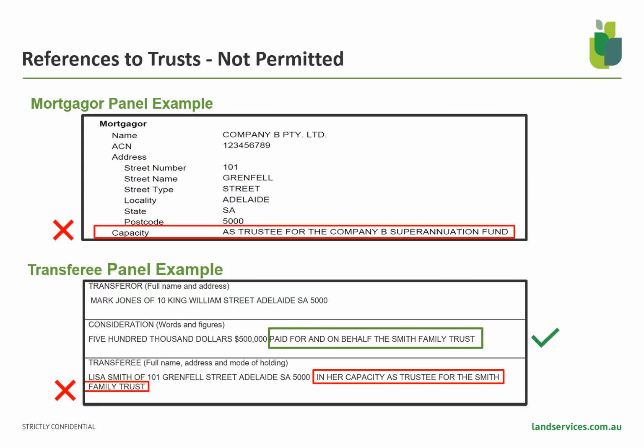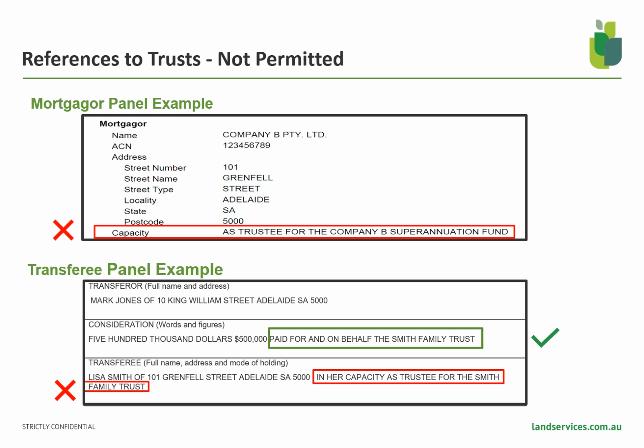Section 162 of the Real Property Act 1886 prohibits the Registrar General from registering an instrument which refers to trusts. Within a mortgagor panel, trust details are not permitted unless the mortgagor is registered on the certificate of title as such. For example, the mortgagor is registered in a fiduciary capacity, such as executor of a deceased estate or pursuant to the Trustee Act. Within a transferee or mortgagee panel, no reference whatsoever is to be made to the fact that a transferee or mortgagee is acting as either a trustee or a personal representative.